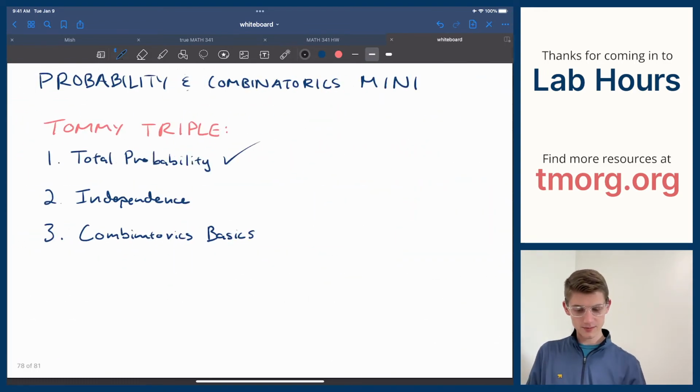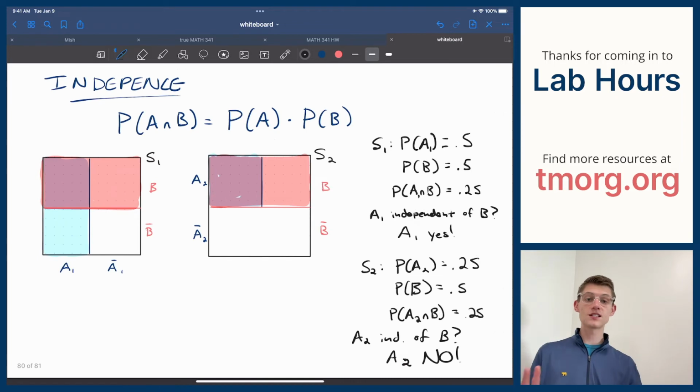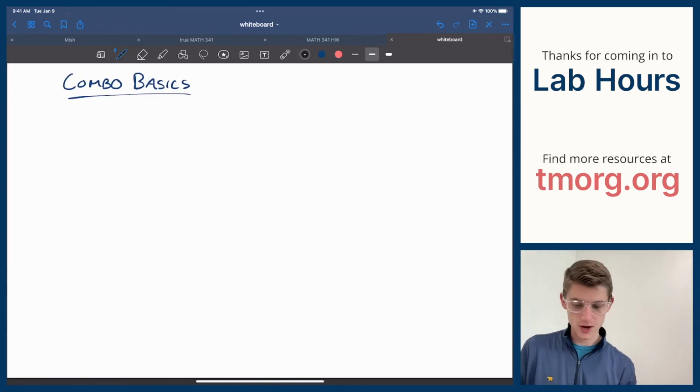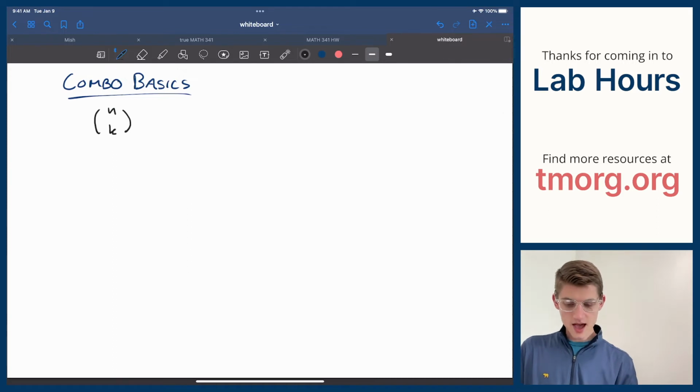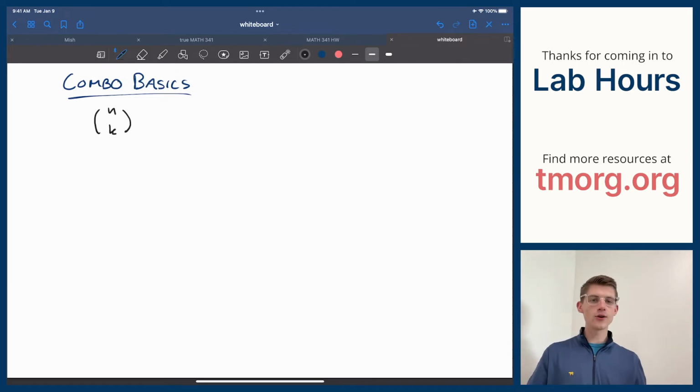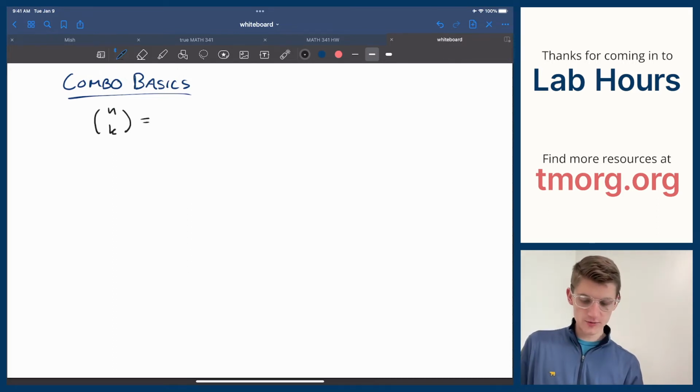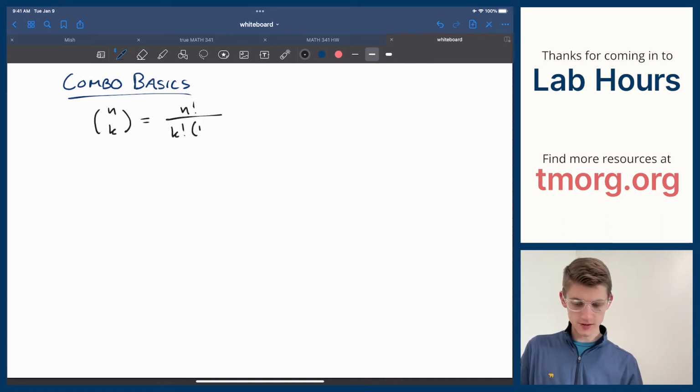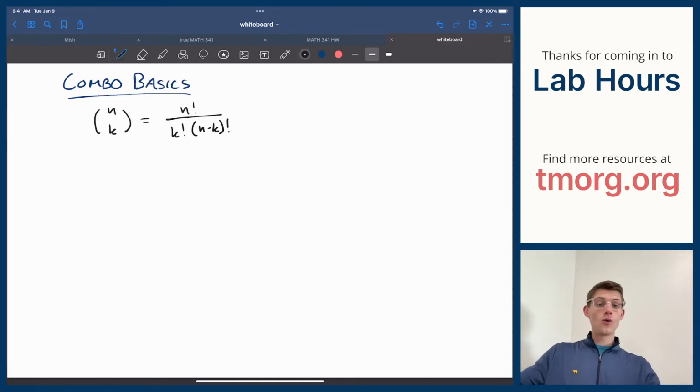That's about all we'll need for independence, so let's check that off the Tommy triple, and we're gonna go into the Combinatorics Basics now, which is basically just gonna be a couple math formulas. So if I have a group of n things and I need to pick groups of k out of that group of n, the formula for that is n factorial over k factorial, n minus k factorial. Great, that's a formula. What the heck does it mean?